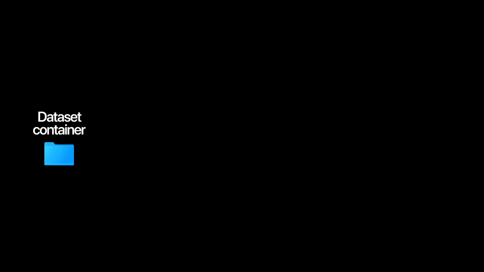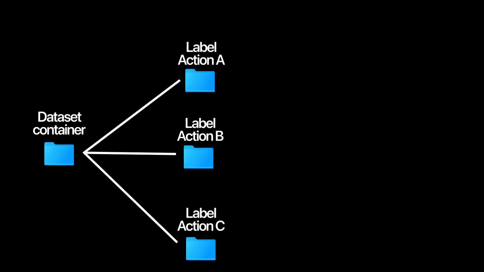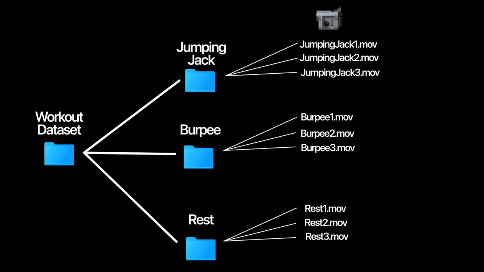In the case of a video classifier like this one, it's really simple to do. All we have to do is create a folder that will contain our complete dataset, all the video and labels that we'll be using to train our model. Within that main folder, we'll add one subfolder for every action we are trying to label. The label in this case will be the name of the subfolder itself. We then fill those folders up with the videos we're using to train the model for each of those labeled actions. It's as simple as that.